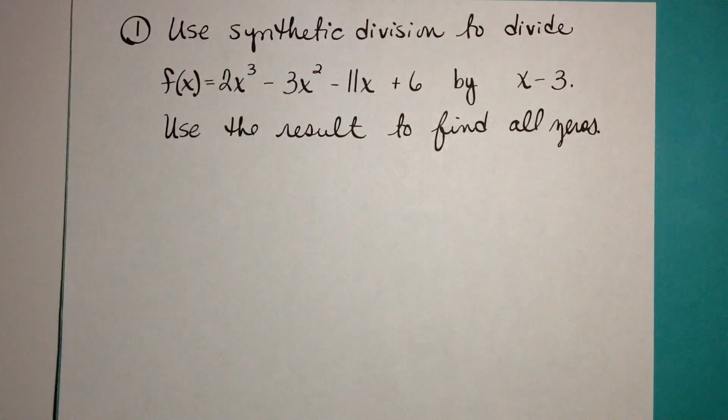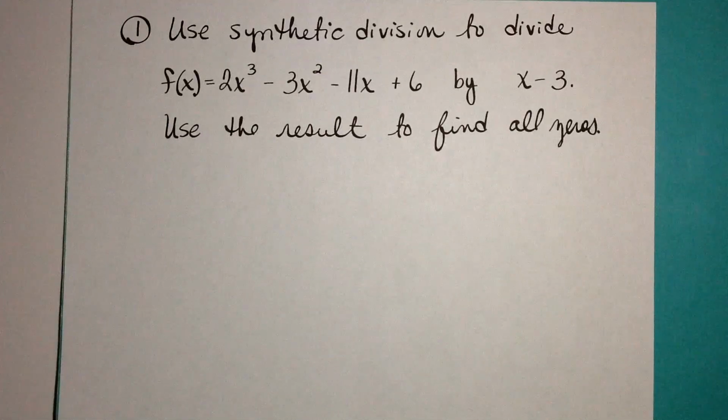Okay, so now we're actually going to use the factor theorem. Of course, it says to use synthetic division, but you notice it says to use the result to find all zeros. Of course, we talked about that in the previous lesson. If you remember, your zeros or your solutions can also be called roots, but when you look at them on your graph, the real ones are also your x-intercepts.